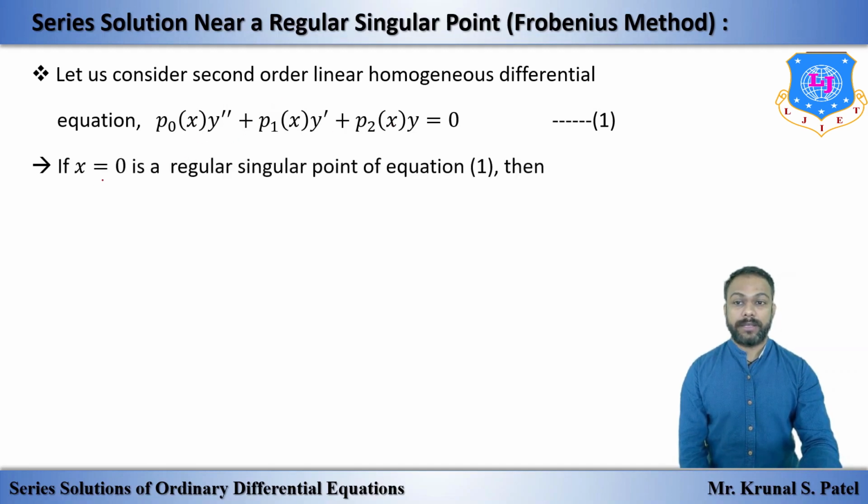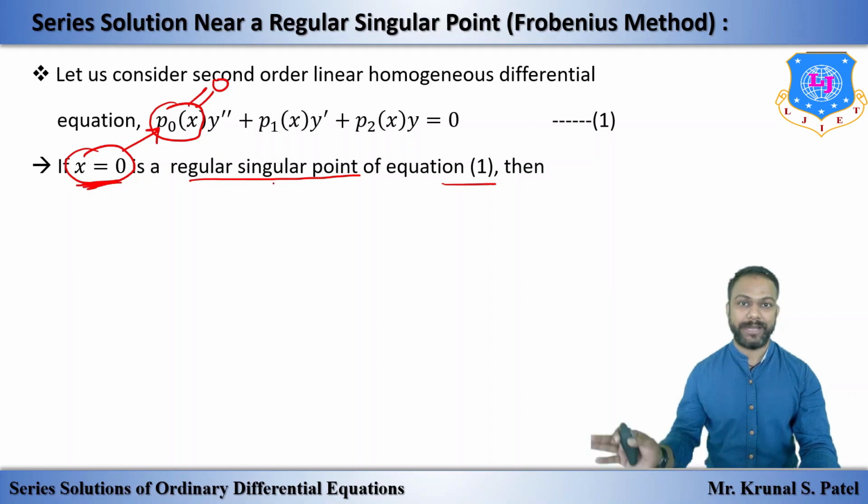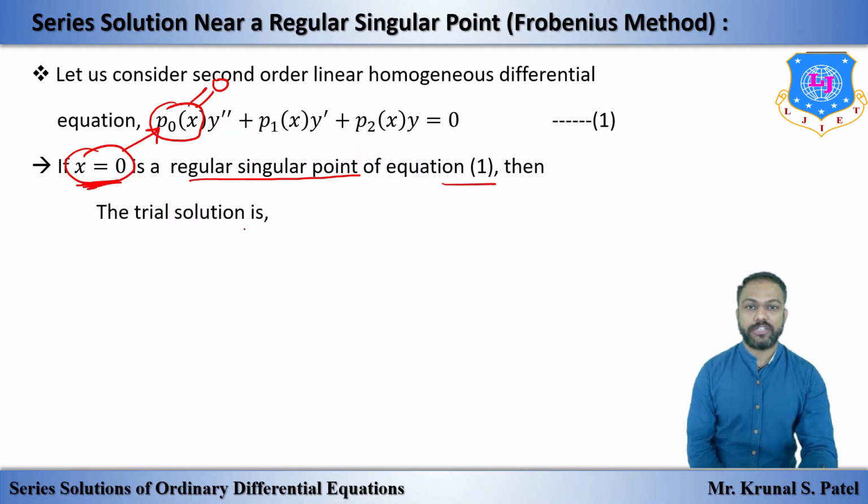So if x is equal to 0 is a regular singular point of equation 1, and as I told, how can we decide this is our regular singular point? The coefficient of y double dash, in this we put x is equal to 0, and if this becomes 0, then we can say that x is equal to 0 is a regular singular point. This is my shortcut. Do not apply this for other singularity points.